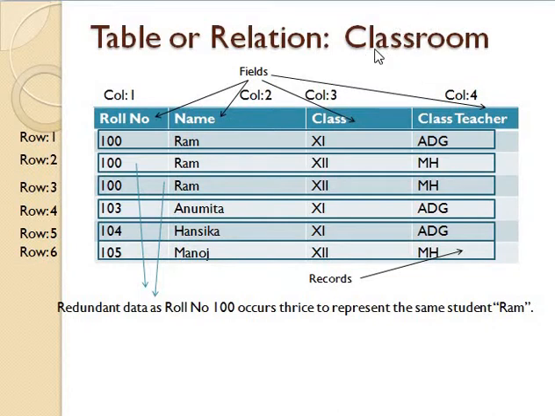Consider the table called classroom as shown in this slide. This table has redundant data. This is because the student bearing the name Ram with the roll number 100 occurs twice in the table, and this creates redundant data which consumes a lot of disk space.